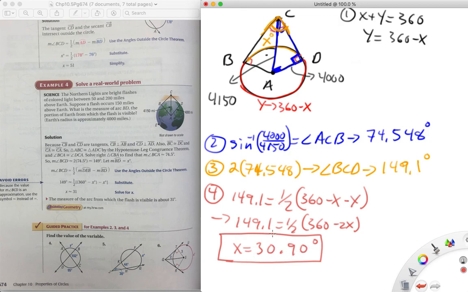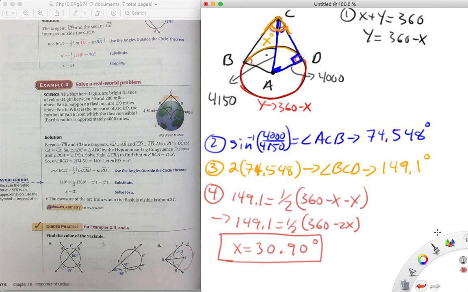Step 1, establish your inside and outside arcs in terms of x. Step 2, recognize that you have a right triangle here, and you can do trig functions. So we did inverse sine to find the angle. Step 3, we multiply that angle times 2 to get the whole entire angle. And in step 4, we used equation 10.13 to solve for the arc that we were looking for. Okay.